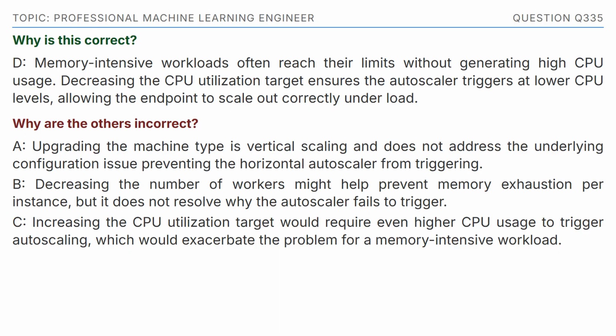under load. Why are the others incorrect? A. Upgrading the machine type is vertical scaling and does not address the underlying configuration issue preventing the horizontal autoscaler from triggering. B. Decreasing the number of workers might help prevent memory exhaustion per instance, but it does not resolve why the autoscaler fails to trigger. C. Increasing the CPU utilization target would require even higher CPU usage to trigger autoscaling, which would exacerbate the problem for a memory-intensive workload.